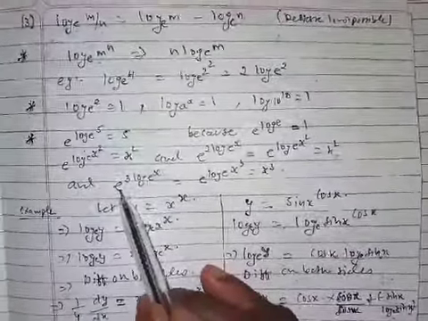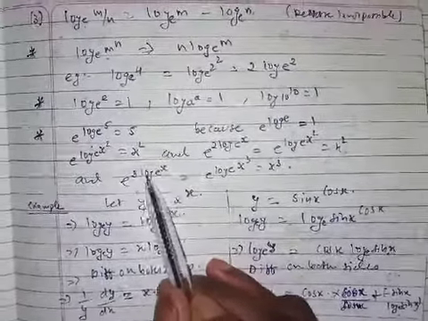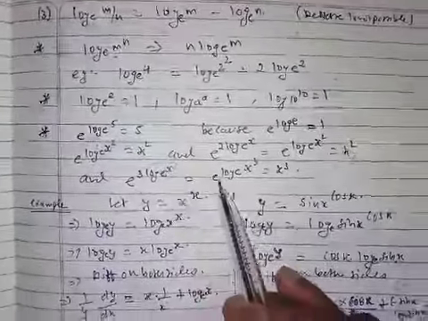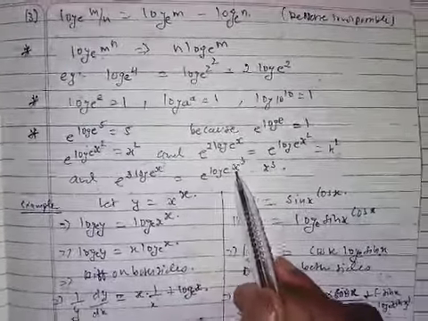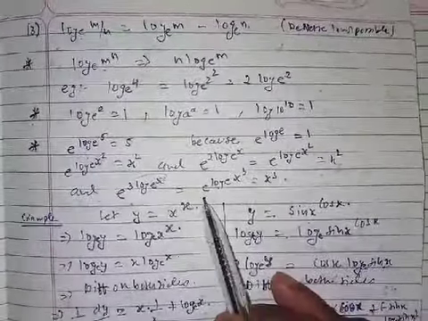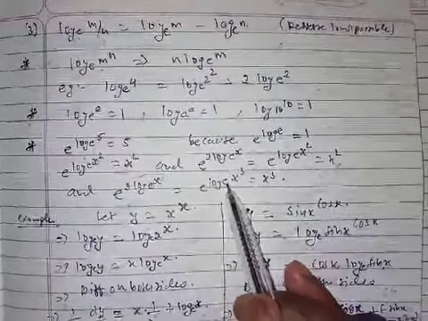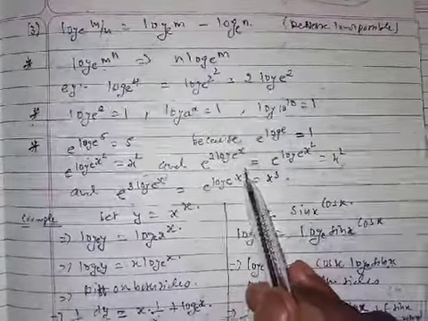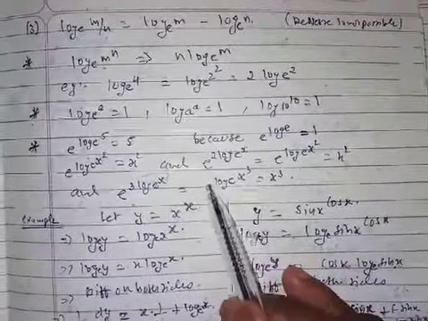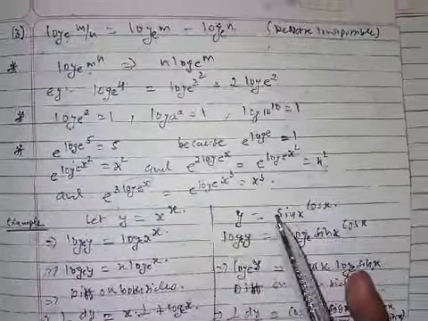For example, again e raised to 3 log x. So this can be moved to the power, so I'll get e raised to log x cube, which is equal to x cube. It can be inverse also. If it is given e raised to log x cube, it can be written as 3 log x. Inverse is also possible.